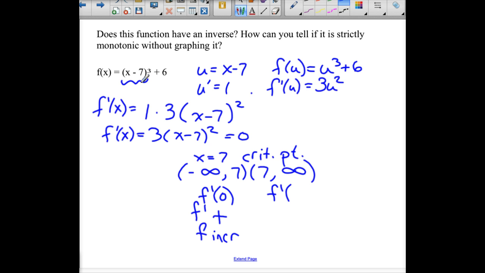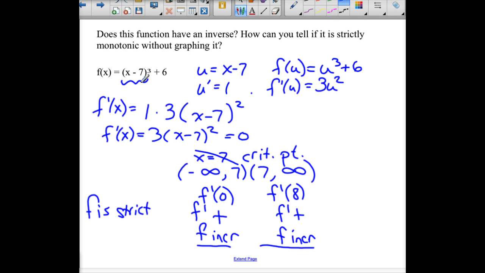If I pick a number like 8, put it in the function. 8 minus 7 is 1. 1 squared is 1. 3 times 1 is 3. So again, I get a positive number, so my function is still increasing. So does the function change directions at 7? No. So 7 is not a max or a min, and my function is strictly monotonic. It's always increasing. So to answer the question, will it have an inverse? Yes.